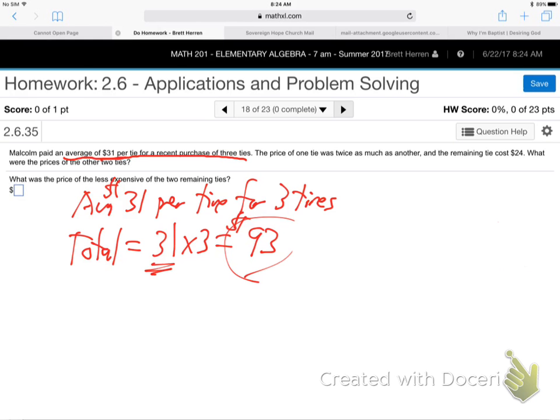So if it's $31, it's like they're each 31. They're not each 31. Some are higher than 31, some are lower than 31. But if you level them off, it's like they're all 31. All right, so 93 is the total.